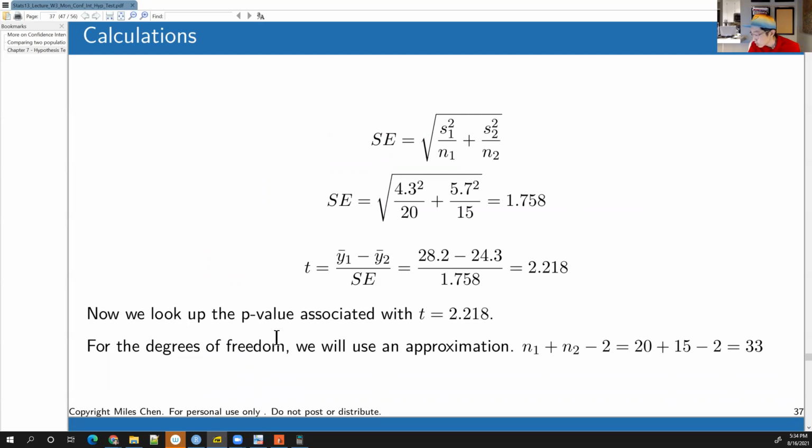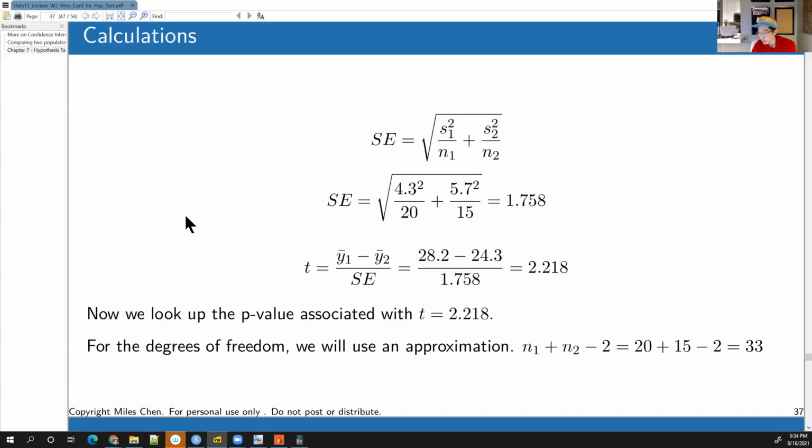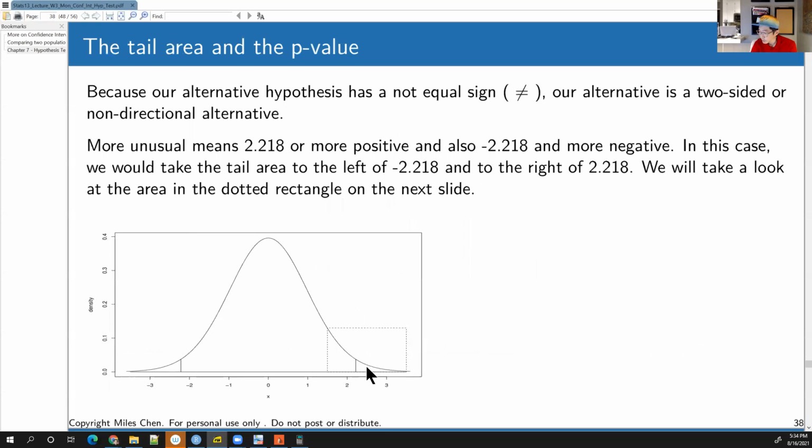Okay, so we need to figure out the degrees of freedom. Degrees of freedom, again, we're going to approximate using n1 plus n2 minus 2. We get 33 degrees of freedom. We don't find 33 degrees of freedom directly in our table. We round down and we use 30 degrees of freedom. Same kind of idea there. Okay, and so this is what the t distribution looks like.